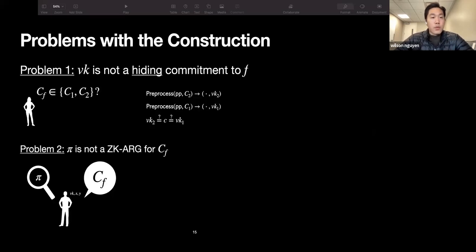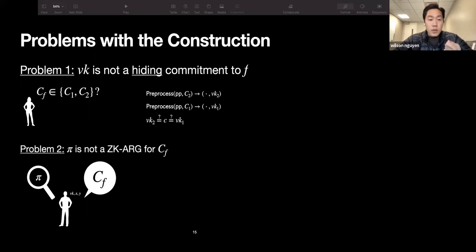So the first problem is that the verifying key may not be a hiding commitment to f. Remember, in a commitment scheme, we want it to be binding, as in you can't find another function and another randomness that verify with the same commitment, but also hiding, in the sense that it should not reveal anything about the function. So if a verifier suspects the commitment is to one of the circuits C1 or C2, it turns out that preprocessing is a deterministic process. They can just run the preprocessing step for both circuits they're suspicious of, and then check whether the commitment aligns with those verifying keys.